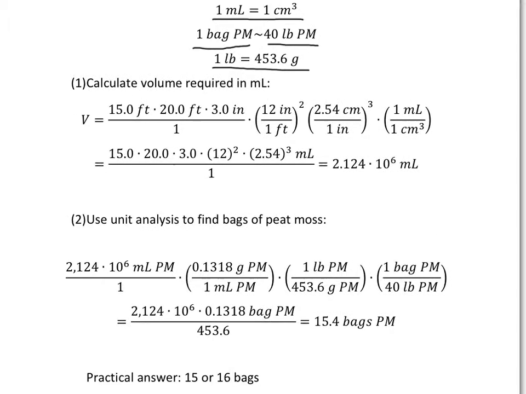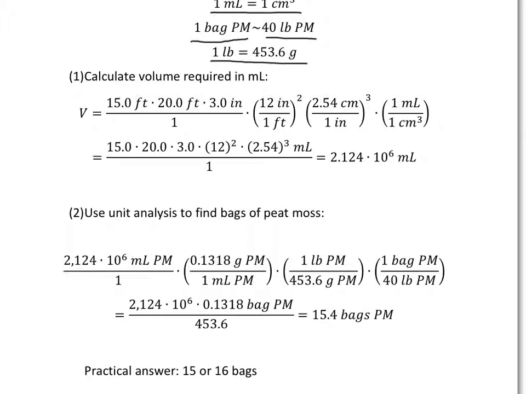For the first part of the problem, I'm going to calculate the volume required in milliliters. And so what I see here is I have a rectangular area, 15 feet by 20 feet, to a depth of 3 inches, and the volume of a rectangular solid is essentially what I get by multiplying those three together. So these three dimensions, 15 feet, 20 feet, 3 inches. Keep careful track of units. Notice I have different units for the depth than I do for the dimensions of the rectangular area.